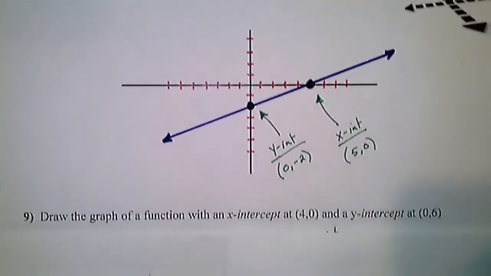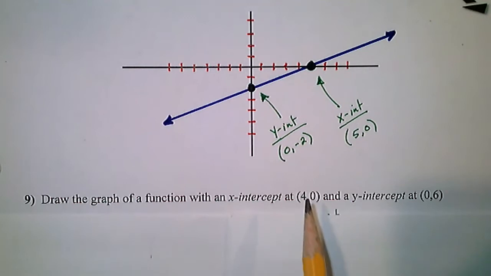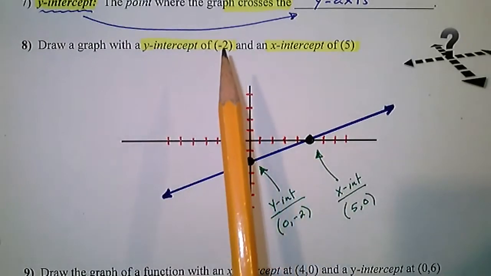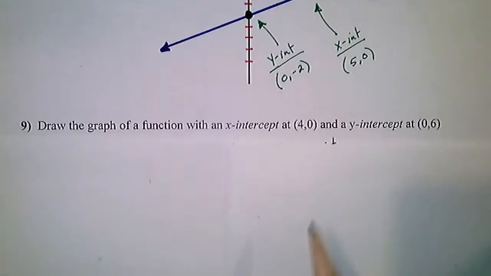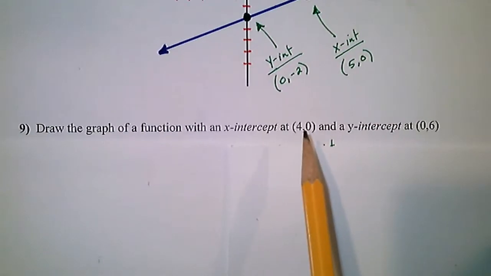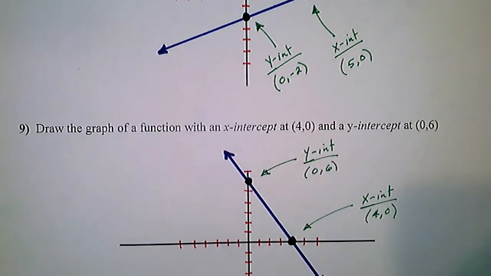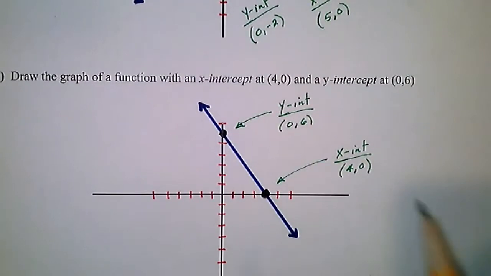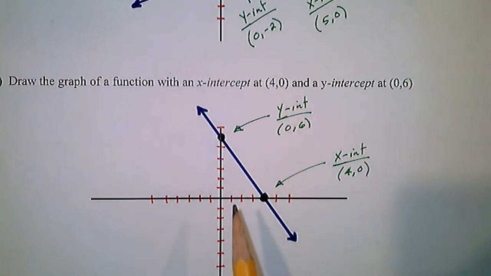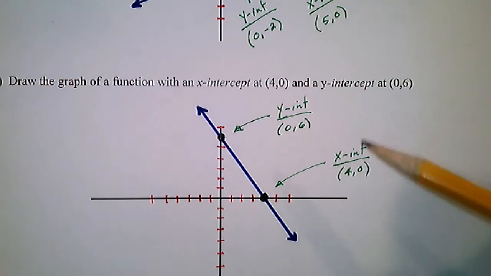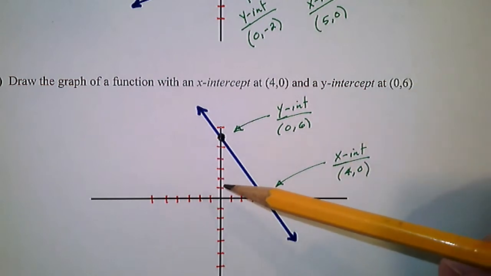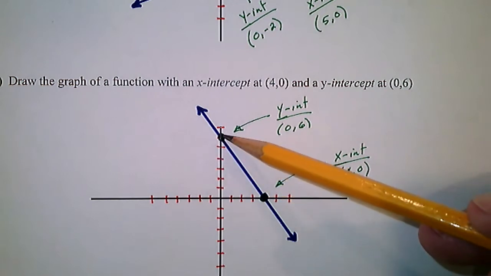Draw and graph a function with an x-intercept at 4, 0 and a y-intercept at 0, 6. So up here, I just gave you the one number, but now I'm actually giving you the actual point. So 4, 0 and 0, 6. So let's go ahead and do that. And this one is going to look a little differently. So 4, 0, 1, 2, 3, 4, put a point. Make sure you are putting your marks if you want to get full credit for this assignment. And then the y-intercept is at 0, 6, and that's 1, 2, 3, 4, 5, 6 up there.